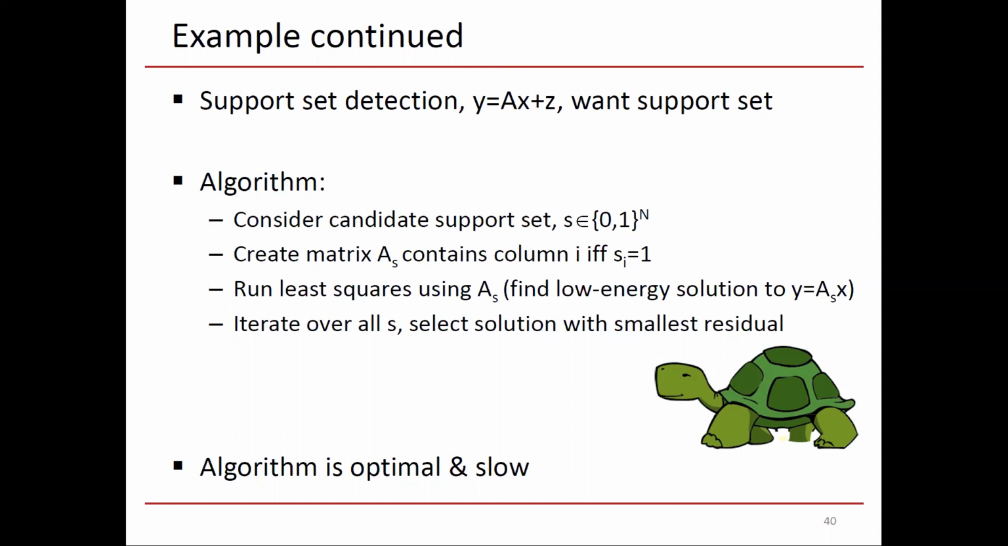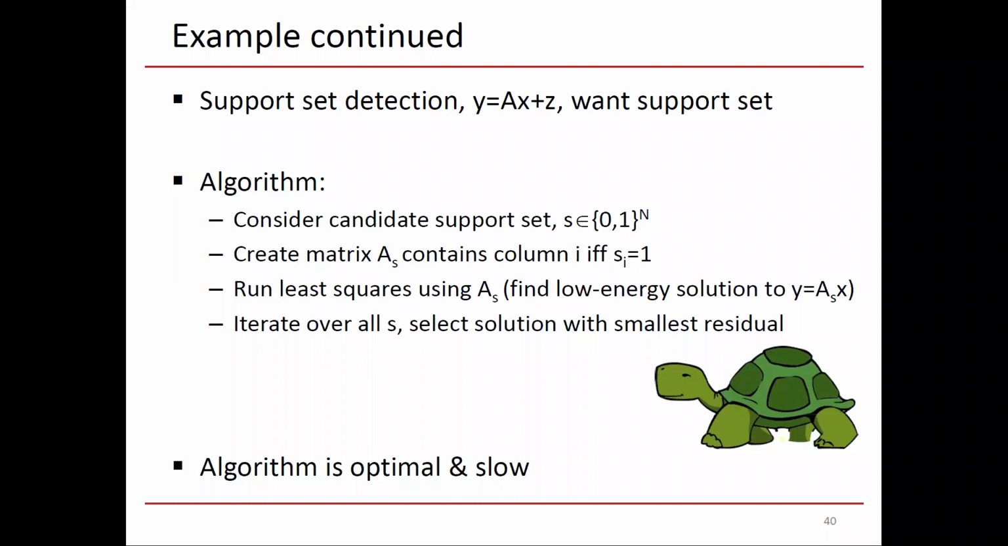So now we can construct a matrix AS by bunching together the columns of A that correspond to locations in S where that value of S is 1. Locations in S that are 0, we don't look at that column in A. And now we have a hypothetical support set S. For that hypothetical S, we've constructed a matrix AS that contains the corresponding columns. And we're now asking, is it reasonable that we'll have an X that corresponds to that support set?